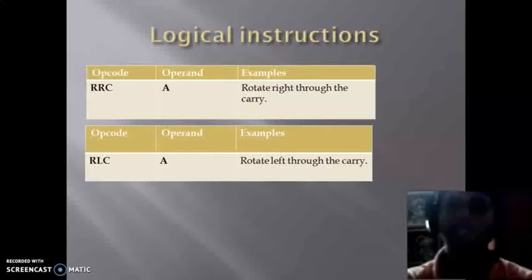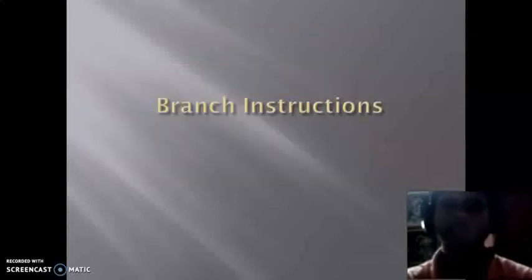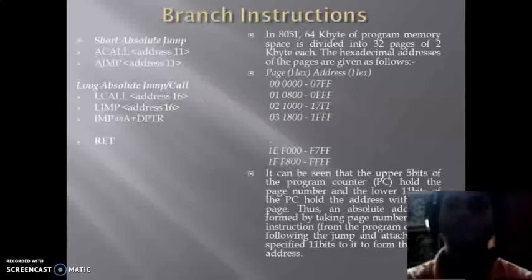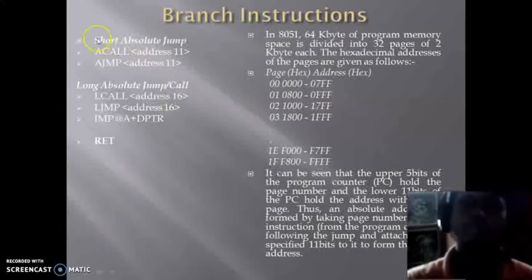So these are the logical instructions of the 8051. Now we come to the branch instructions. The 8051 microcontroller has different branch instructions. First is the short absolute jump and call instructions, and next is the long absolute jump and call instructions. Basically we have two types of branch instructions: one is conditional and the other is unconditional. So these are the unconditional jump or call instructions.